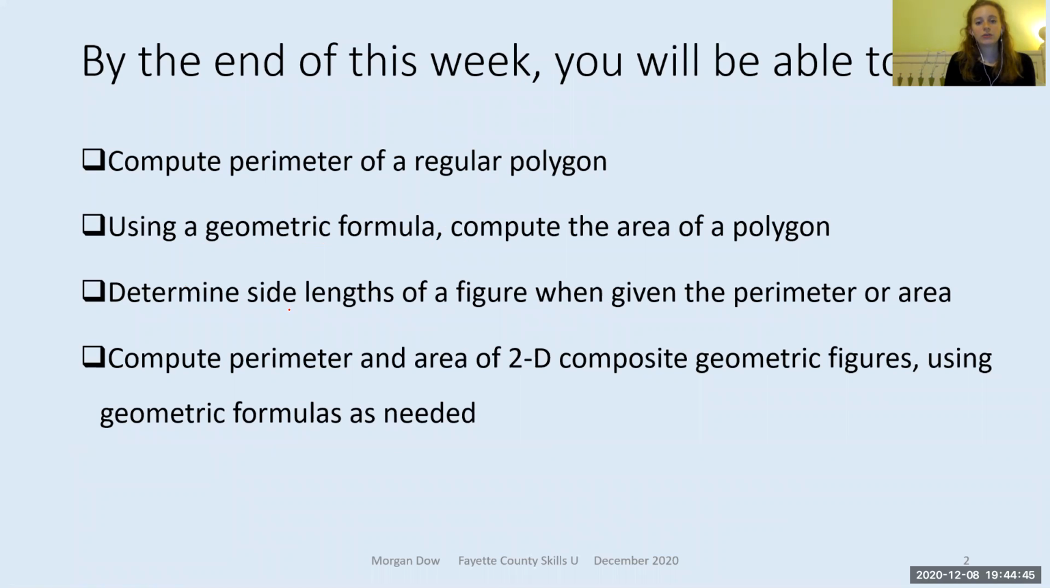All right, so our learning goals for this week. By the end of the week, you will be able to compute perimeter of a regular polygon. You'll use a formula to compute the area of a polygon. You'll determine side lengths of a shape when given perimeter or area. And you'll compute perimeter and area of 2D composite geometric figures using formulas as needed. So we're still using our formula sheet. We're thinking about perimeter, we're thinking about area. So we're going to talk about what's a polygon, and we're going to talk about what's a composite figure.